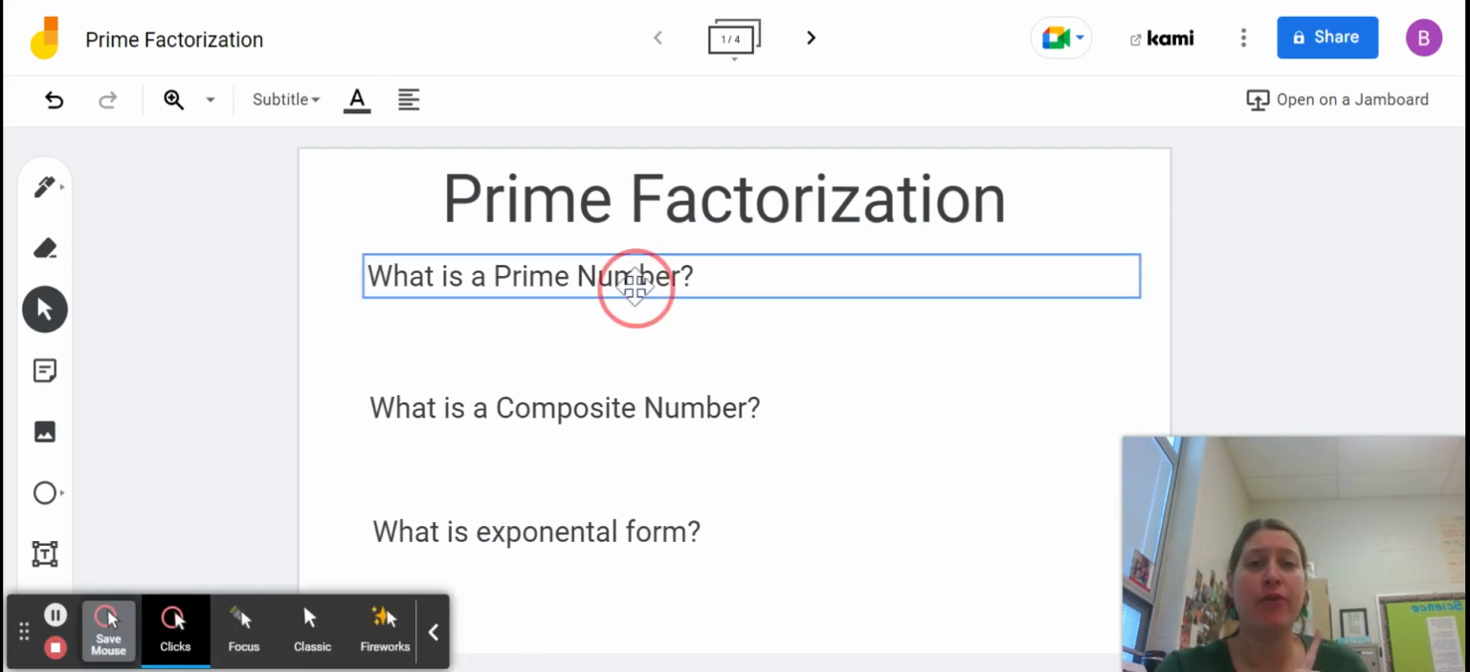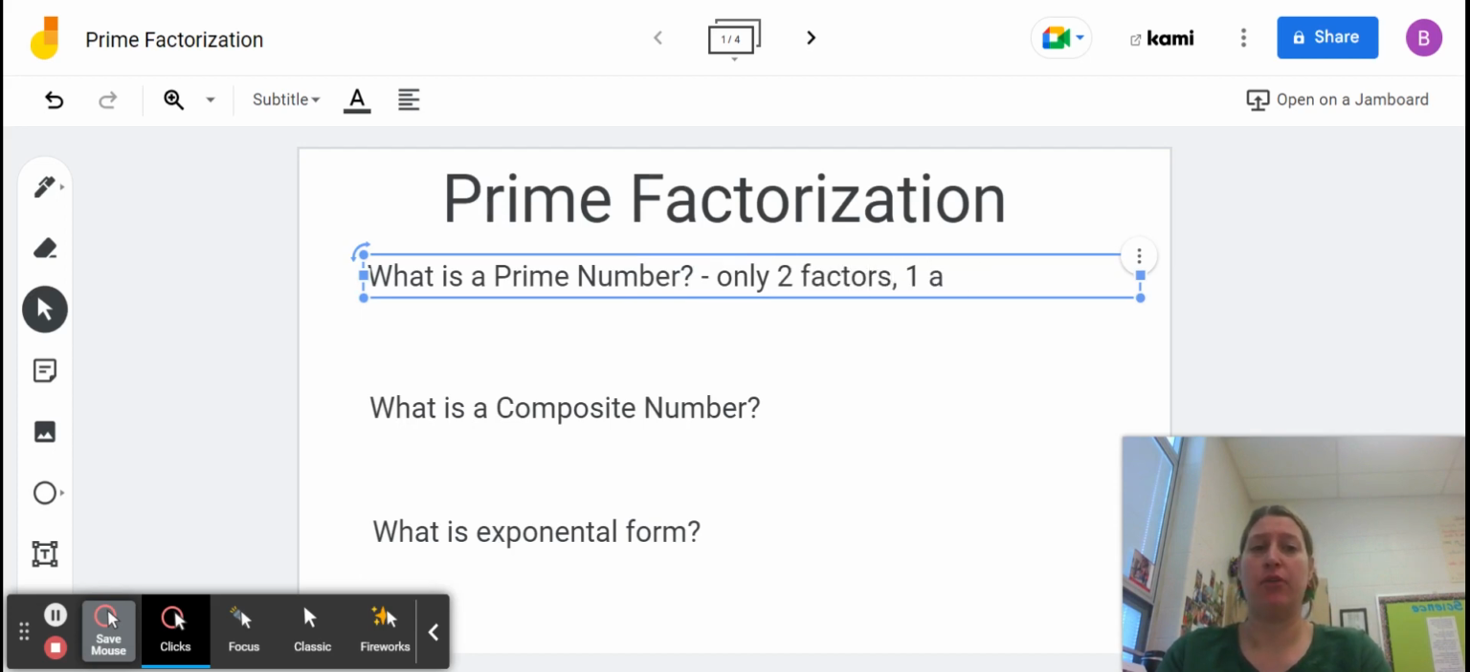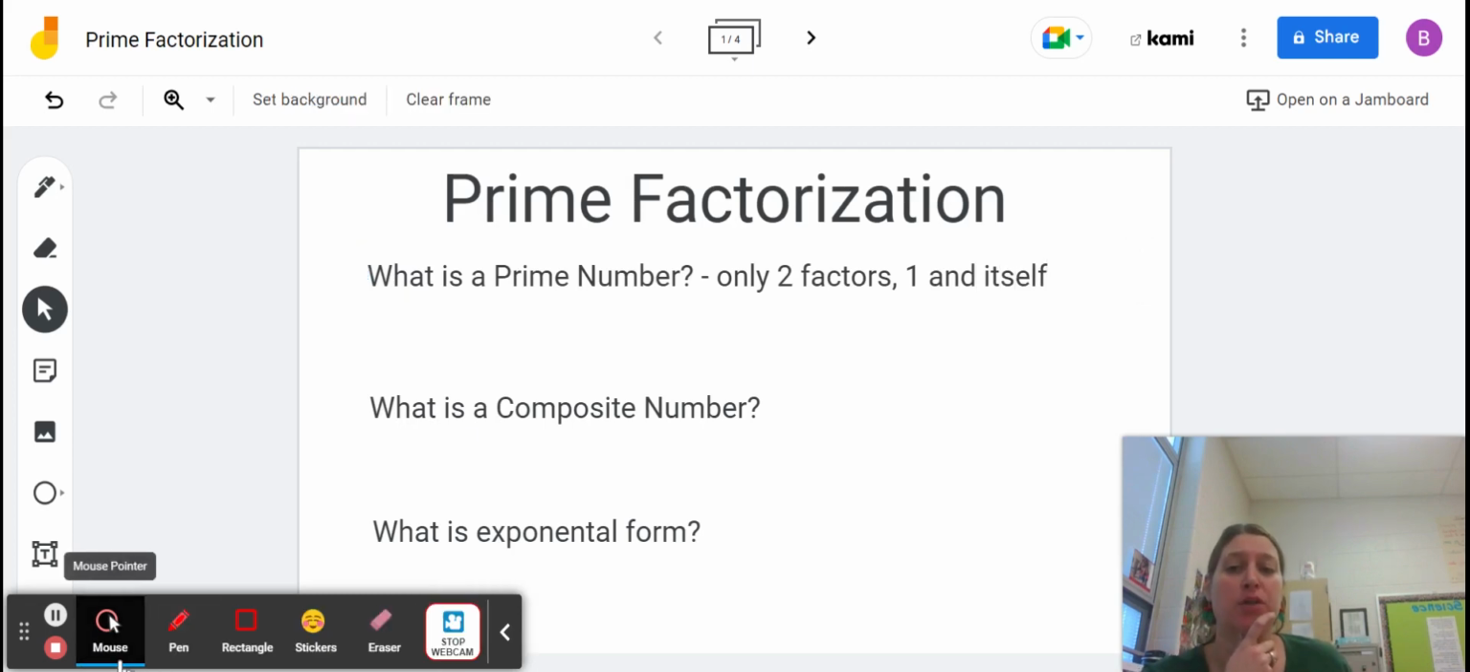So if I have any number that has only two factors, one and itself, we can think about what are different examples of prime numbers.